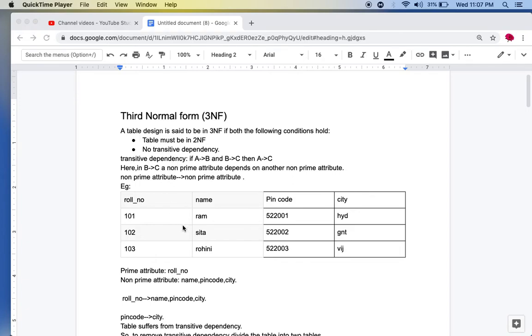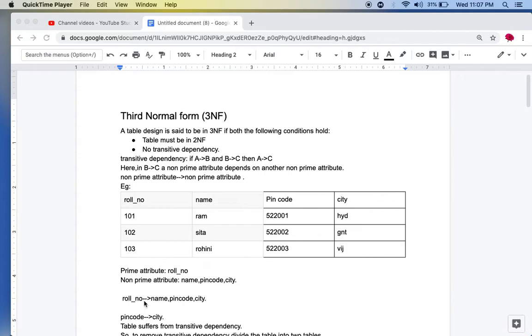For example, in this table, roll number is a prime attribute. Name, pin code, city are the non-prime attributes. By using the student roll number, I can find out the student name, pin code and city of a student. Right? Therefore, all these attributes depend on the roll number.